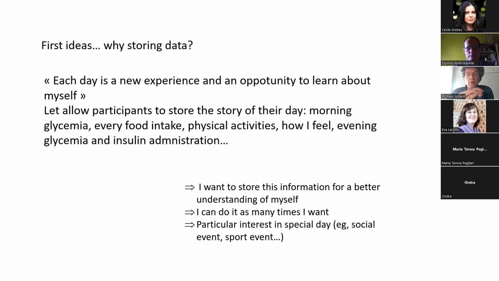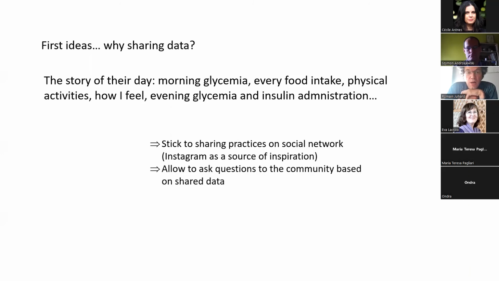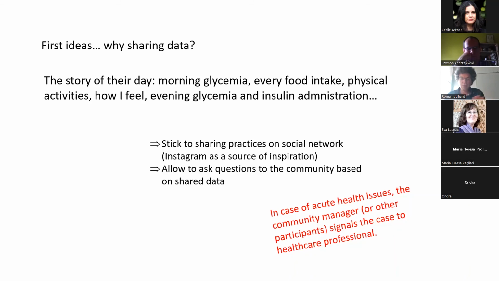The second reflection is why share data. One thing is to look at the usual social networks that these young people are using, and why and how they are using them, and also to allow them to ask other participants questions about their symptoms, like why do I feel lonely, why am I tired, all the ordinary life. What does it mean to live with diabetes in Africa? Any acute health issues detected through this platform will be addressed to a healthcare professional, but not on the platform. It's not a platform for the relationship between a healthcare professional and his or her patients, but really for interaction among participants.